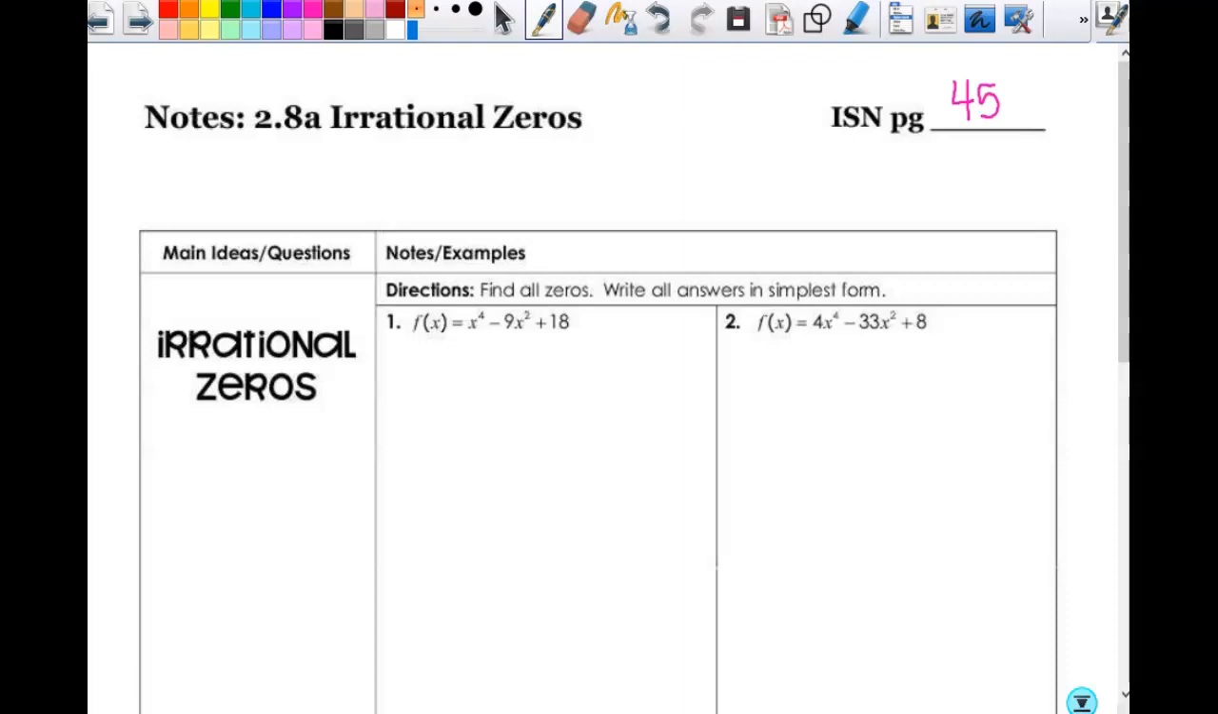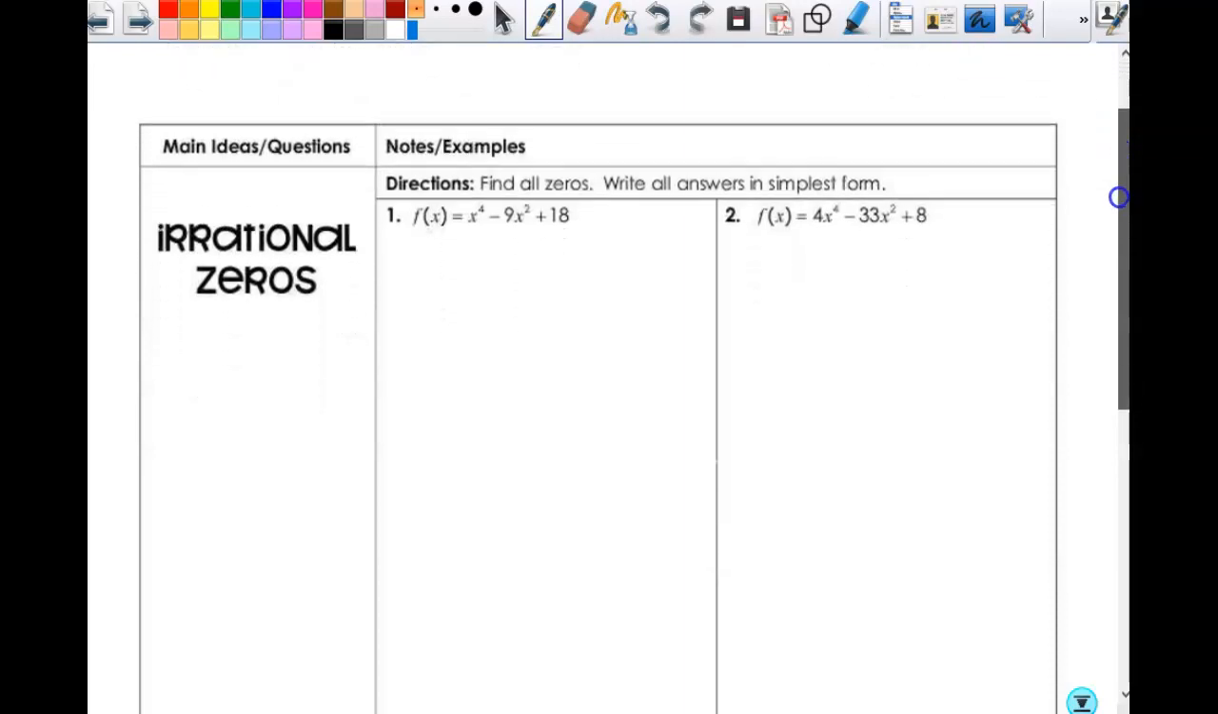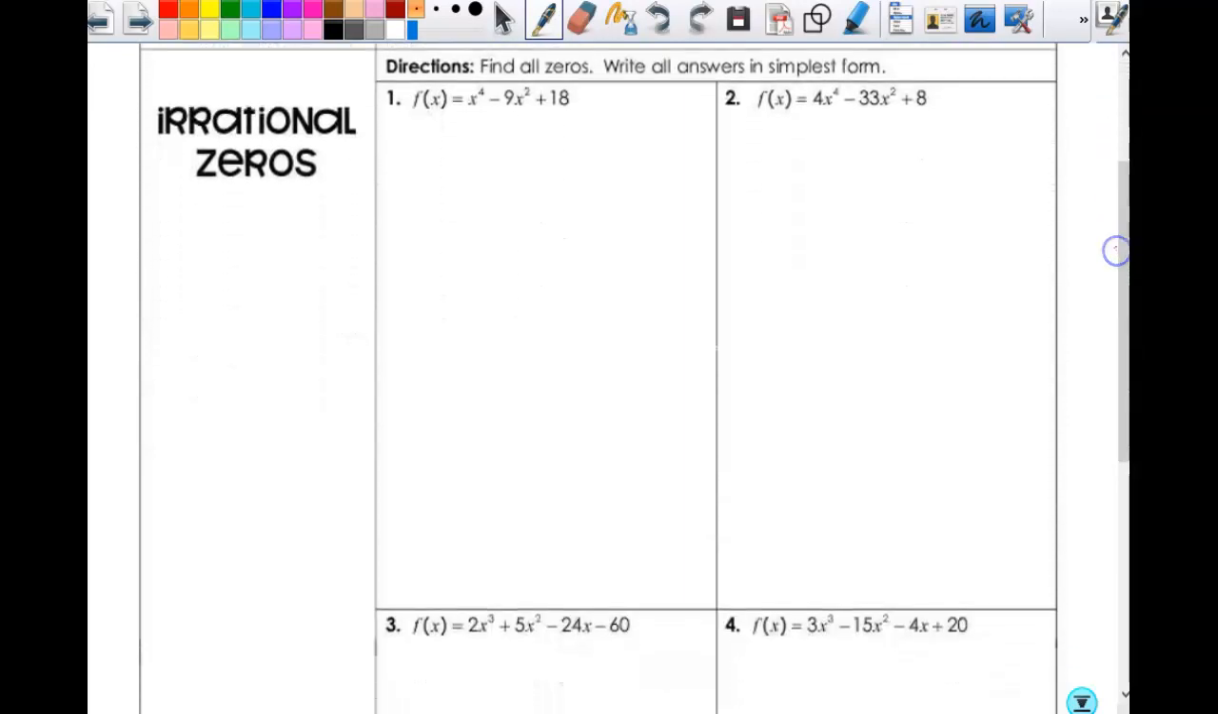Yesterday we talked about the rational zero theorem, so today we are looking at irrational zeros. Remember, rational means we can write it as a ratio of two numbers. Irrational means that we cannot. We are still going to start the same way we would any of the other ones. The directions say to find all zeros and write all answers in simplest form.